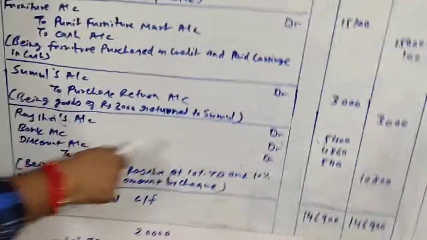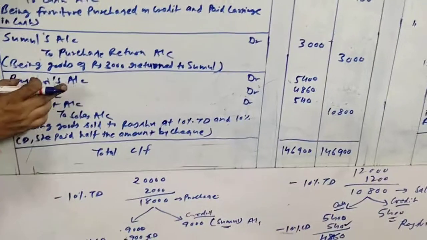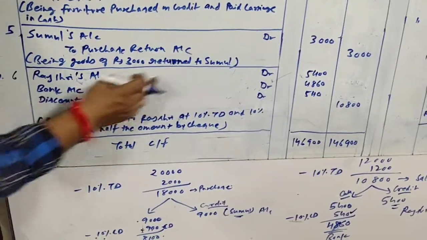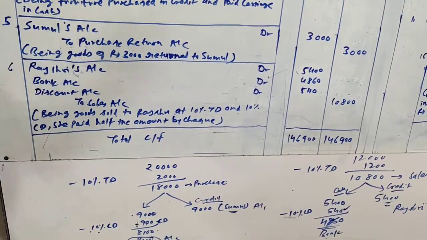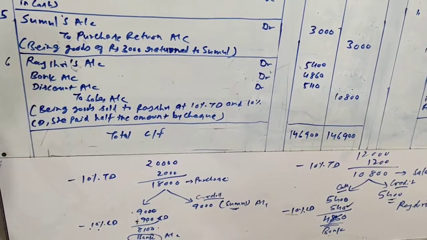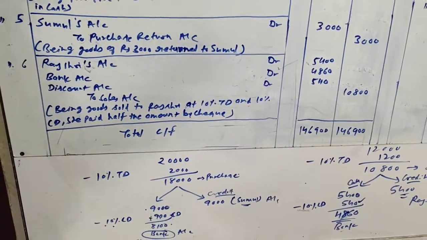Here the entry is Rashri account debit 5,400 because half the payment is yet to be received from her. So Rashri is the receiver, her account will be debited. Bank account 4,860 because we have received a check of 4,860 after deducting discount. And discount account debit, we have given discount this time.